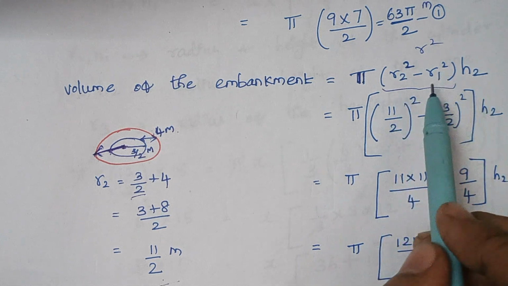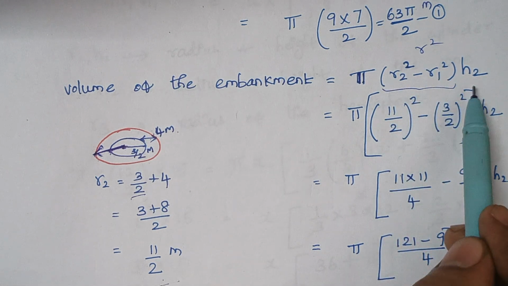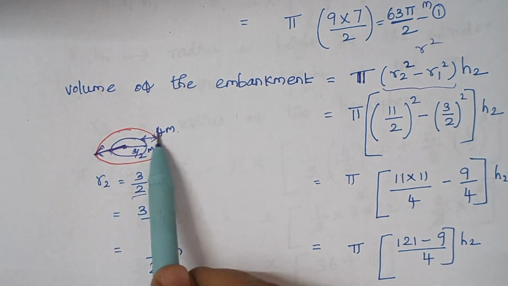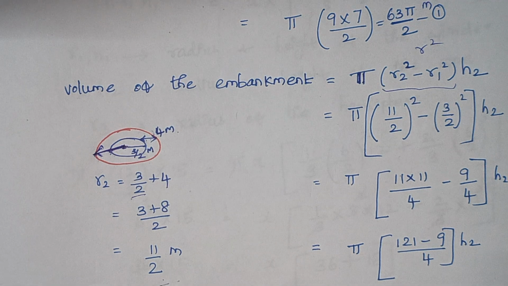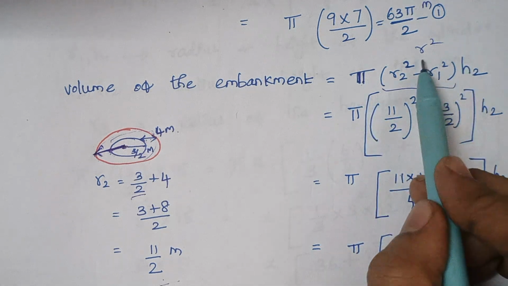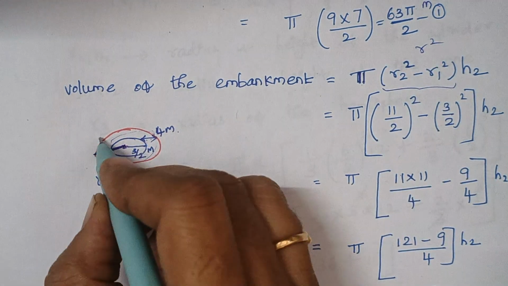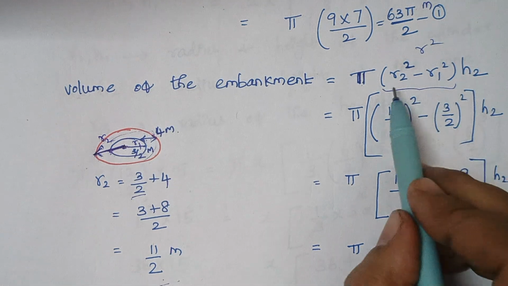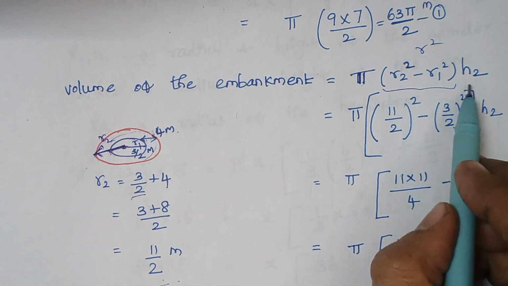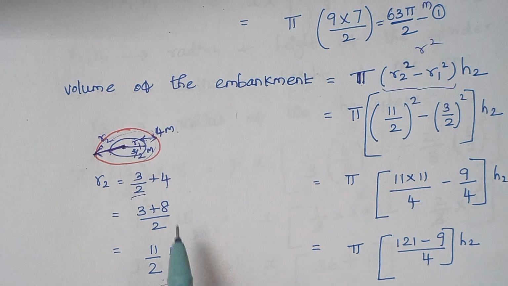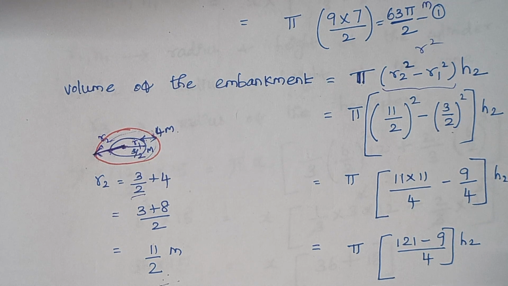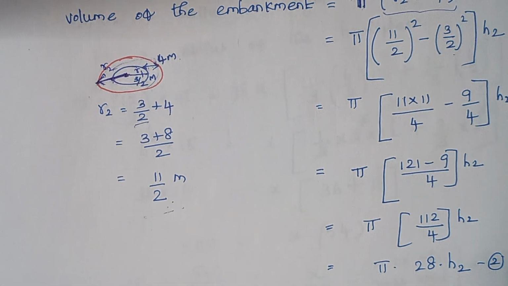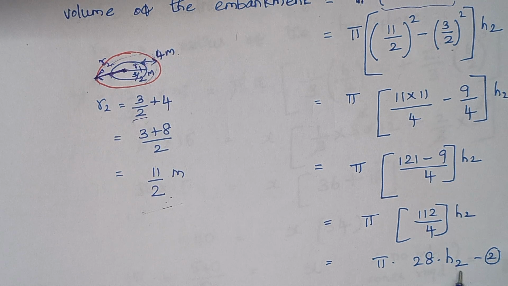Am I making sense here? Because the volume of the embankment has an inner circle, we are removing that one because I need only the volume of the embankment. Therefore pi, in the place of r square, r2 square minus r1 square, into h2. This is your r2 and this is your r1. What is the value of r2? It is 11 by 2 and r1 is 3 by 2. Just substitute the values and finally we end up with the answer pi 28h2.